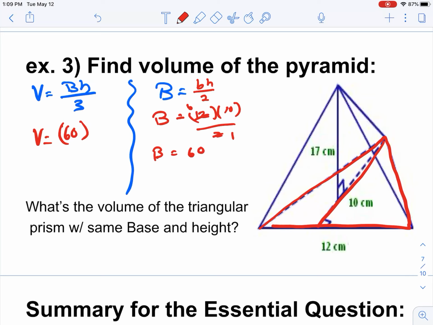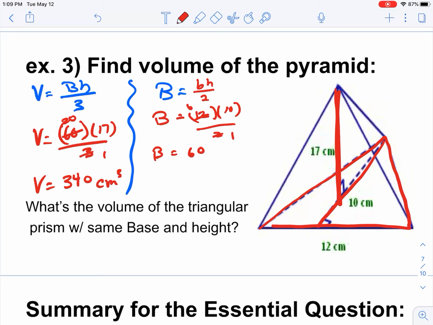So 60 is our base area times the height of the pyramid. Well, the height of the pyramid is here. It's 17. And that's all over 3. Again, can't resist it. I see a place to cancel. 3 goes into itself once. It goes into 60 20 times. And now I can do this in my head. This comes out to 340.